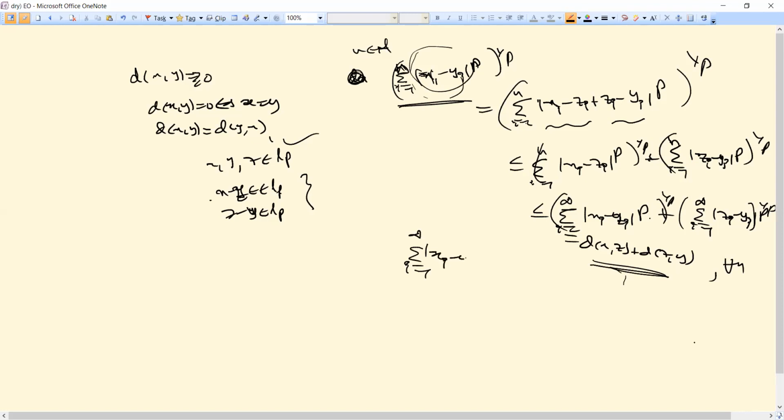This series is also bounded above by this. In fact, this series is also convergent. This series is bounded by this. But what is this? d of x comma y. Right? So the triangle inequality holds.